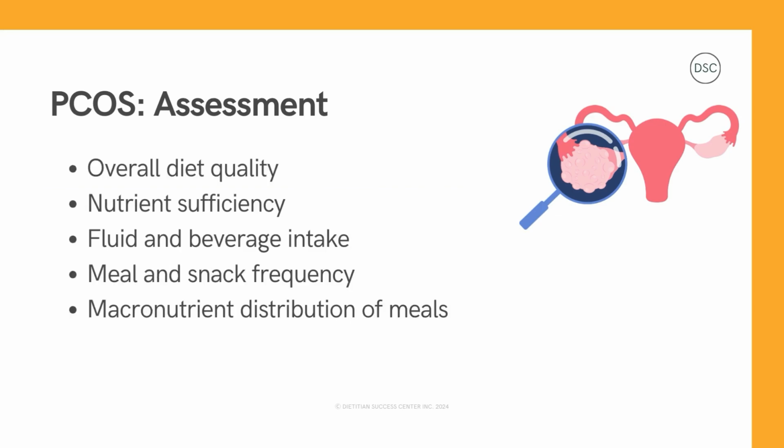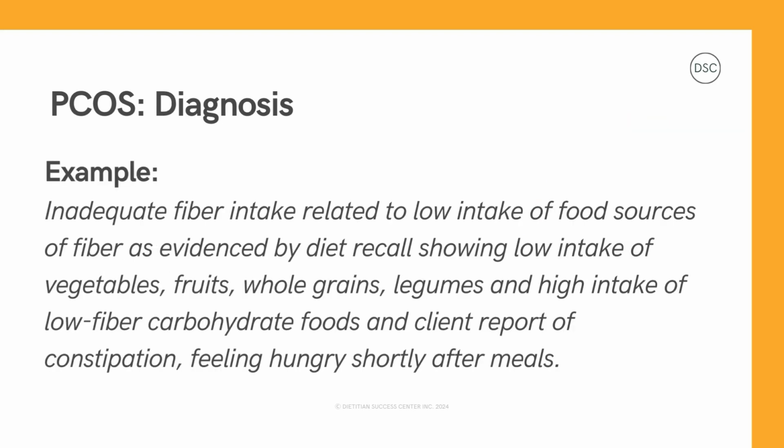Once this data is obtained, you could assess for overall dietary quality and micronutrients. If there's a deficiency or a suspected deficiency, you could assess for the glycemic index of the majority of carbohydrates eaten, the overall fiber intake, omega-3s, anti-inflammatory versus pro-inflammatory foods, etc. Fluid and beverage intake: are they drinking sugar-sweetened beverages, alcohol, etc.? What is their meal and snack frequency? What is the macronutrient distribution of meals? And then from this, you can come up with your nutrition diagnosis.